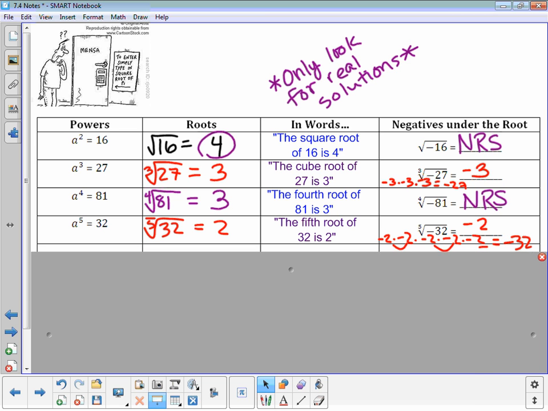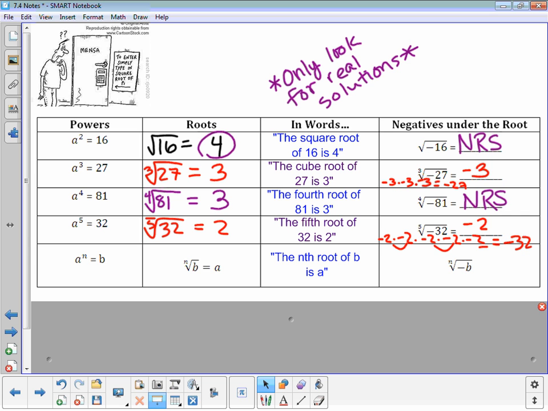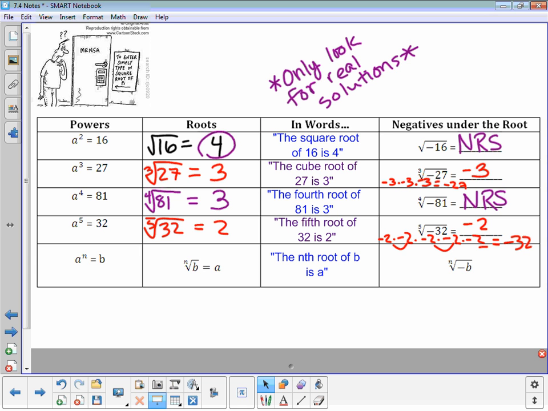And then if we just look at the generic symbol, the generic terms there, a to the nth power means I'm taking the nth power of, or the nth root of b, and that's going to give me an answer of a. Okay, now let's talk about a general pattern for these negative roots here.